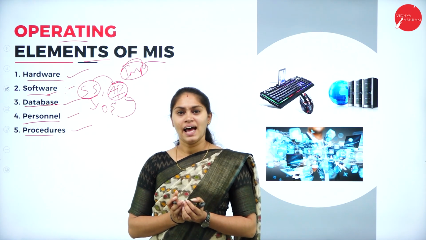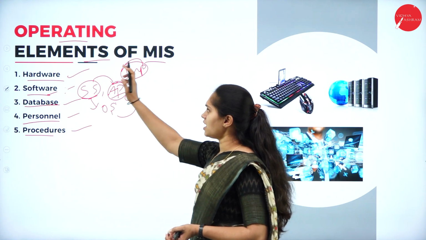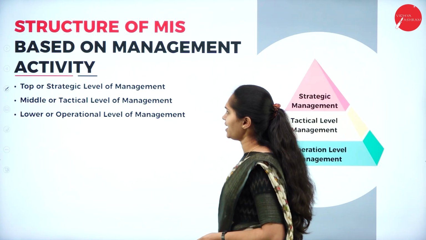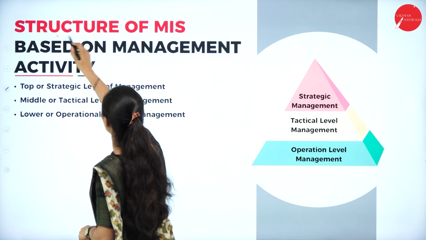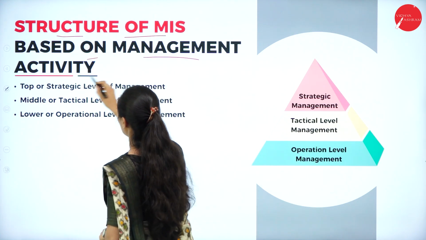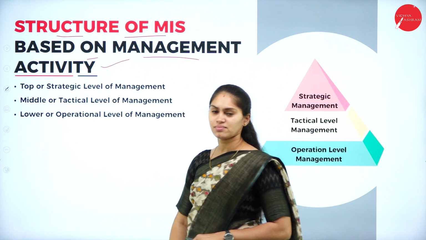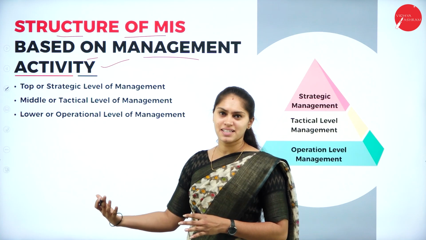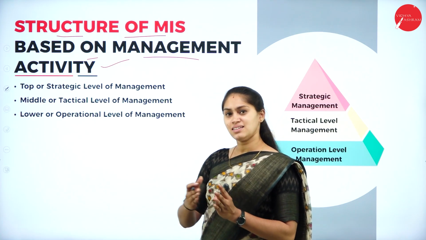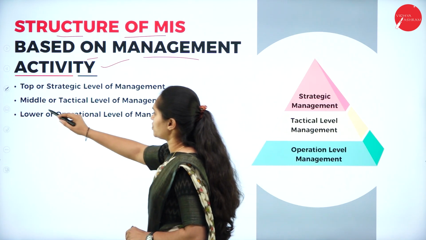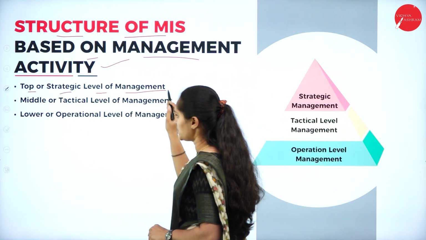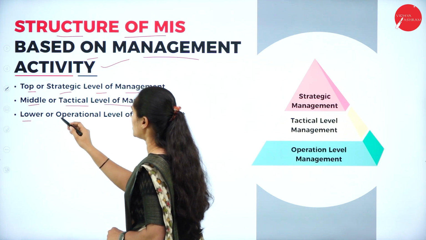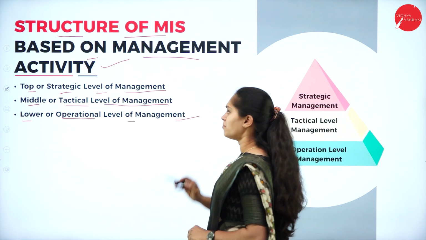So together I can call all these things the operating elements of an MIS. We'll see the next topic, that is the structure of the MIS, which is based on management activity. So getting things done through others, that is managerial skills. This has three categories: top or strategic level of management, middle or tactical level of management, and lower or operational level of management.